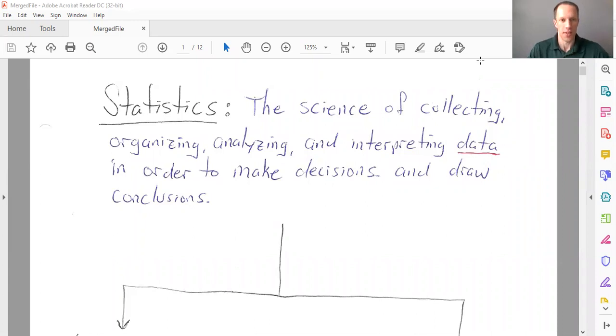Now, when you hear the word statistics, what kinds of things come to your mind? You might think of numbers, percentages, graphs, ratios. You might even think of things like averages. All these things are a part of statistics, and we're going to see them all as we go through this course. But let's start off with a definition here for statistics.